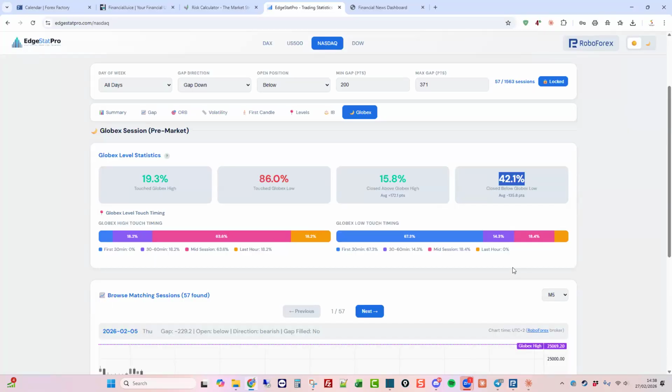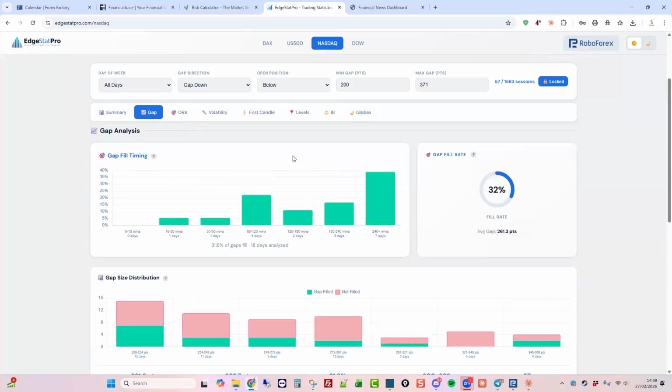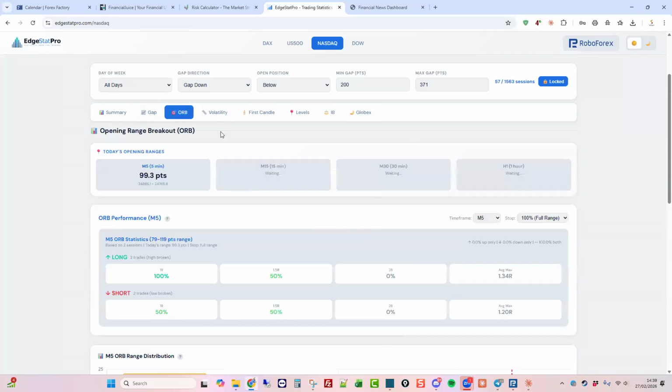There's a 42% chance that we will close below the Globex low today. So you could immediately hit the short button now and know that 42% of the time you will actually close below that low. So that could give you an idea to go short. But that conflicts with what we've seen here about that gap getting filled, doesn't it? There are so many different ways you can use this data.